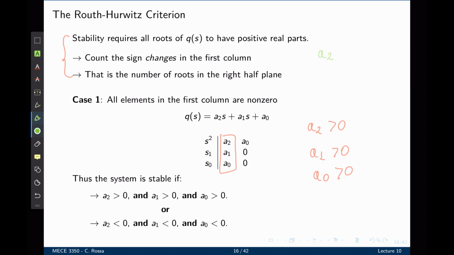If A2 is smaller than 0, then the stability will require A1 to be smaller than 0 and A0 to be smaller than 0. And this will also ensure that there are no sign changes in the first column and the system is said to be stable. This is the simplest case where all elements in the first column are non-zero numbers.